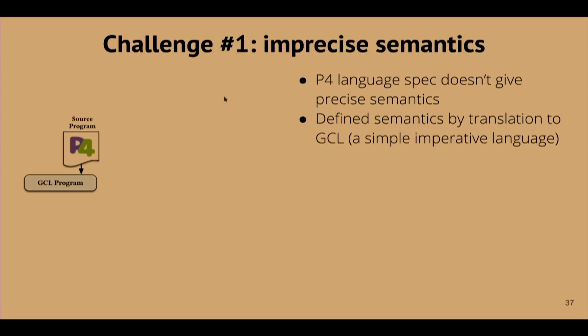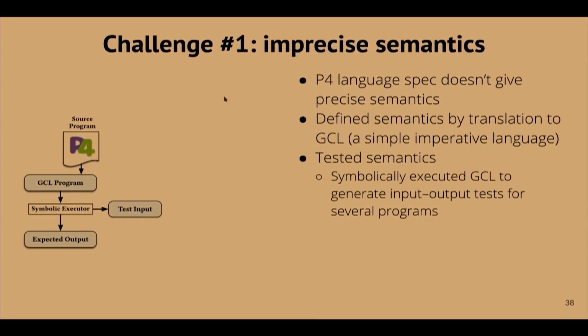Now let's look at some of the challenges that we face when building P4V. The first challenge is that the P4 language spec doesn't give precise semantics. So what we did was we defined semantics by translation to GCL. This is a simple imperative language that goes back to Dijkstra.